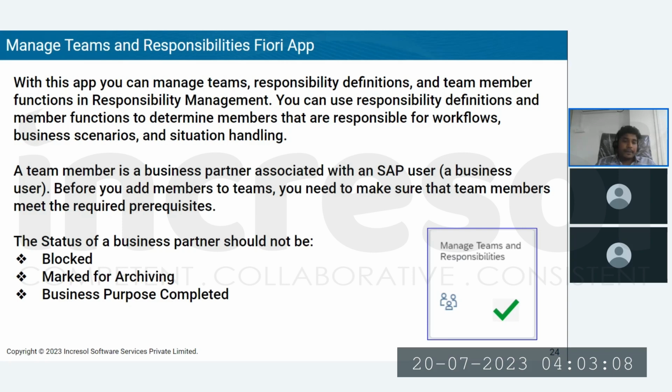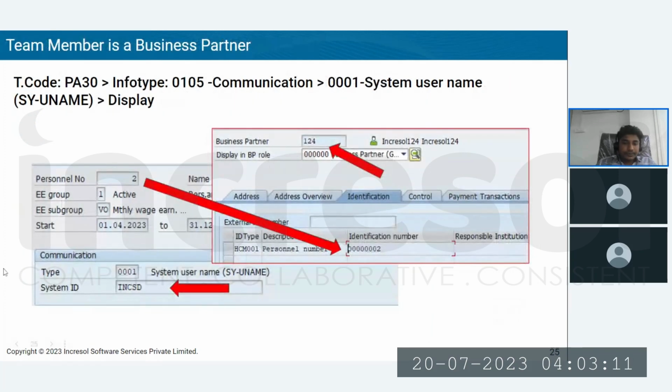Now, as you can see here, each user will be created as an employee in the SAP system. There's a personal number assigned to an individual employee, for which we have assigned a system ID, that is nothing but the SAP login user ID. Then we have synced this personal number to the business partner, that is 124. You can see the personal number under the identification tab. Without it, you won't be able to use that particular user ID for flexible workflow functionality. This is mandatory for running the flexible workflow functionality.